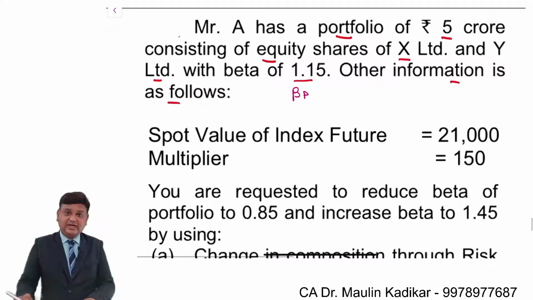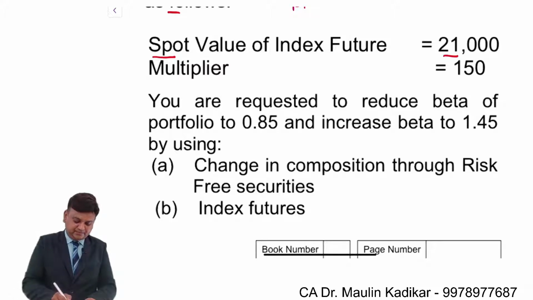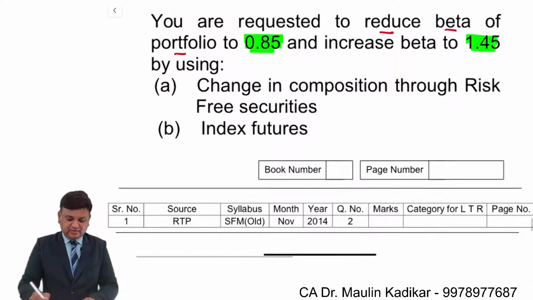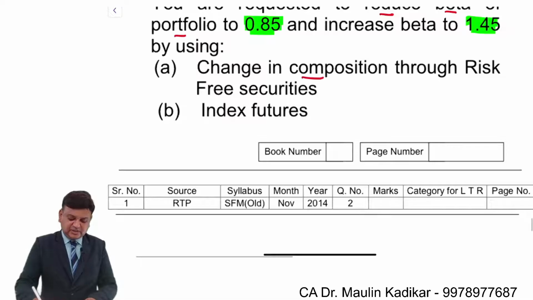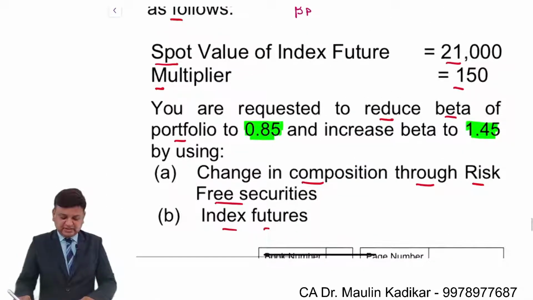Other information is as follows. Spot index futures is 21,000. Multiplier is 150. You are requested to reduce the beta of the portfolio to 0.85 and increase the beta to 1.45 by using change in the composition through risk-free security and say with the index futures. That is the question.